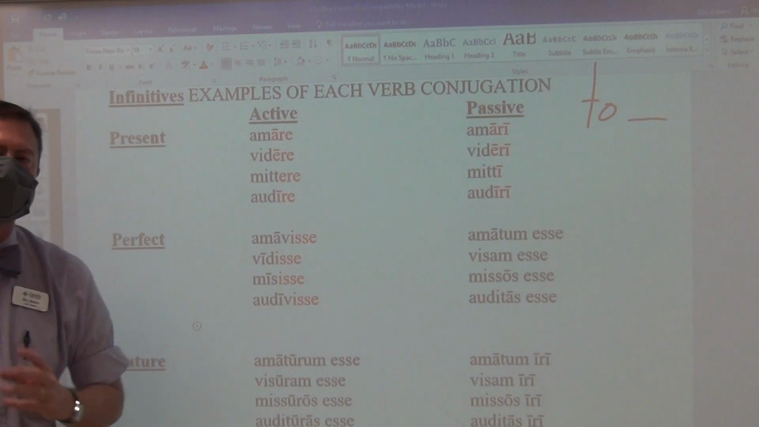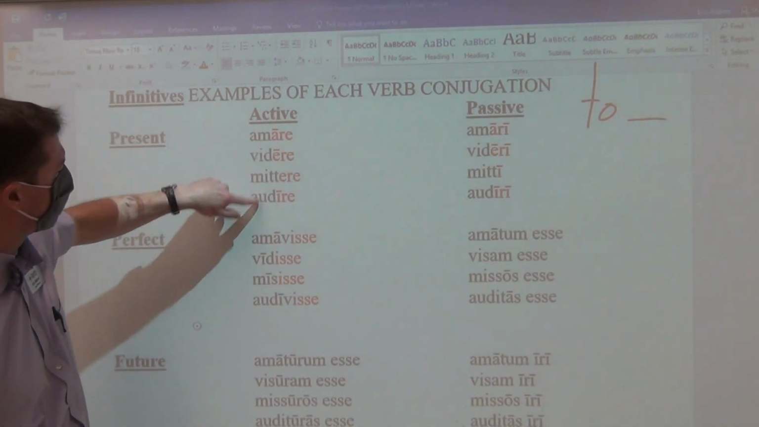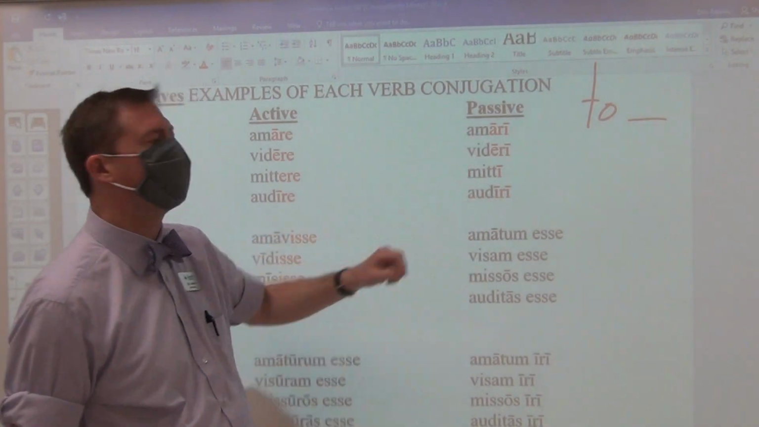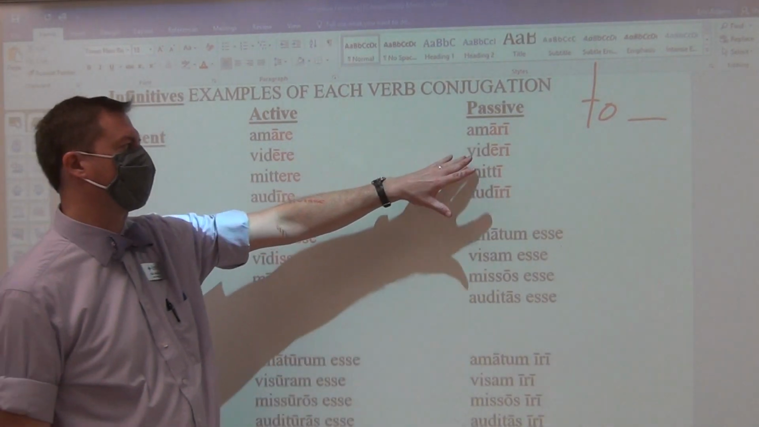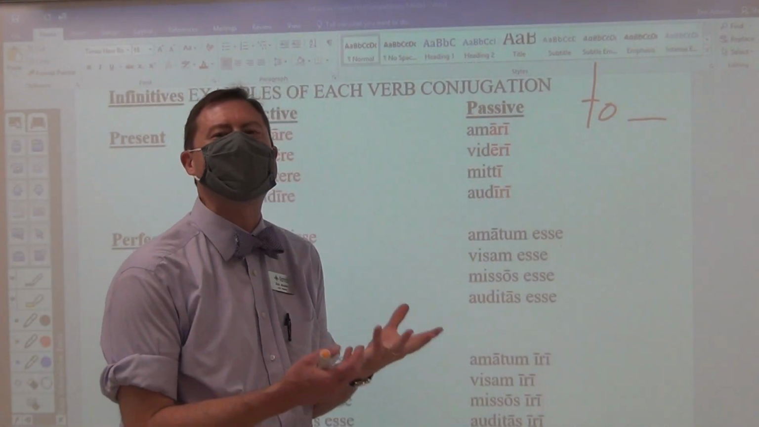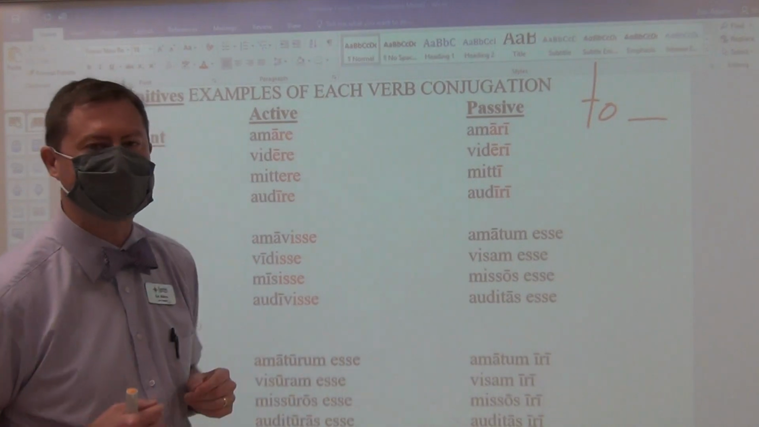And again, not in indirect statement, so not in context. To love, to hear, to be loved, to be heard. Simple as that. Please note that the passive expression of to see is very often to seem. To seem in English is the equivalent of to be seen.